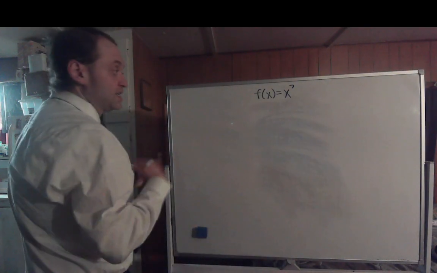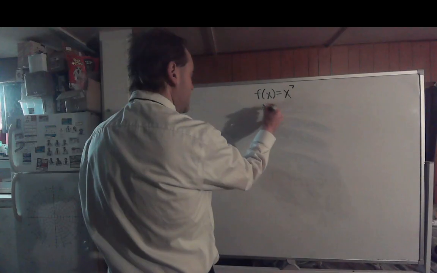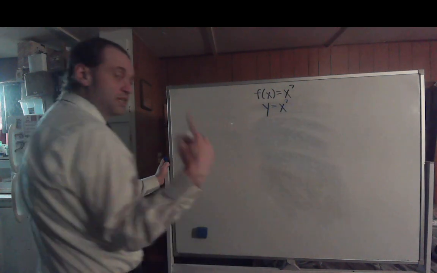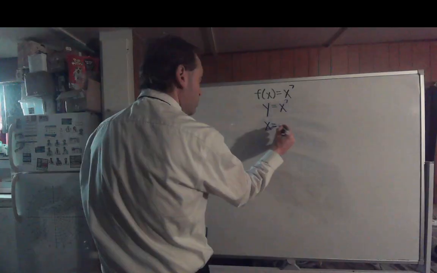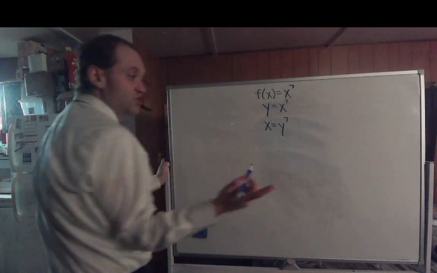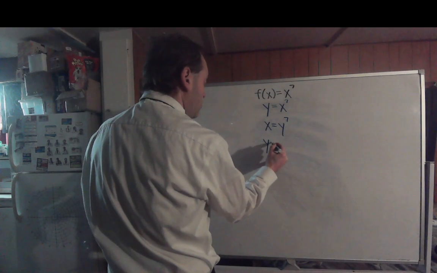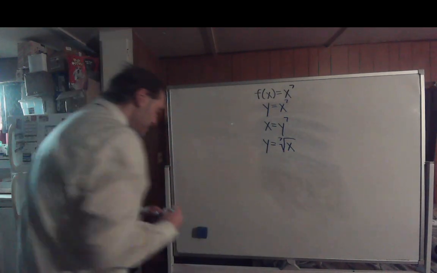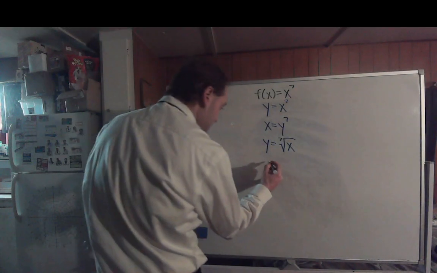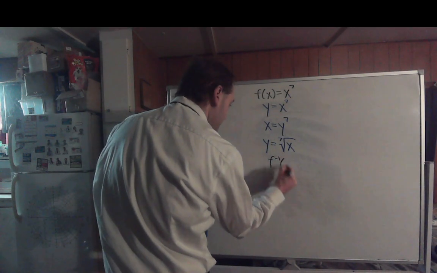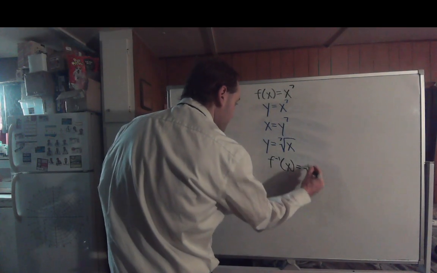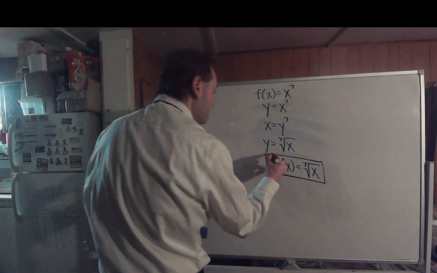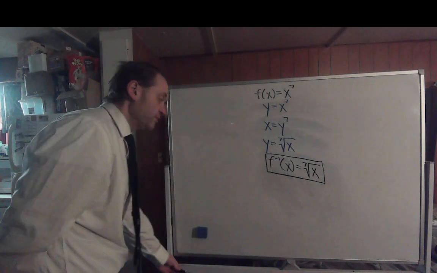So once again, you'll convert that f of x into a y. So y would equal x to the 7th. Now switch places with your x and y, so x would equal y to the 7th. Then just solve for y. You would get y equals the 7th root of x. So that means f inverse of x would equal the 7th root of x. So there's your inverse function.